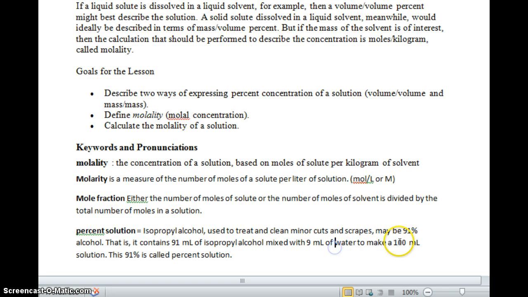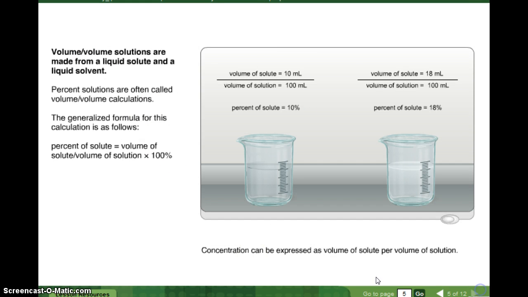And again, the key thing is that we have a total of 100 milliliters. So you have to add them up: 91 milliliters of the first liquid and 9 milliliters of the second liquid to get you your total of 100 milliliters. Once you have a total of 100, you can easily make them into percentages. Volume solutions are made from a liquid solute and a liquid solvent. So both the alcohol and the water were liquids, even though they were divided into each other to have a mixture.